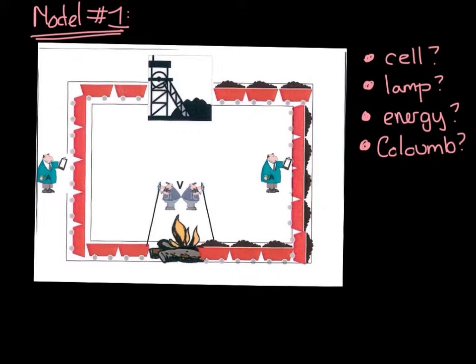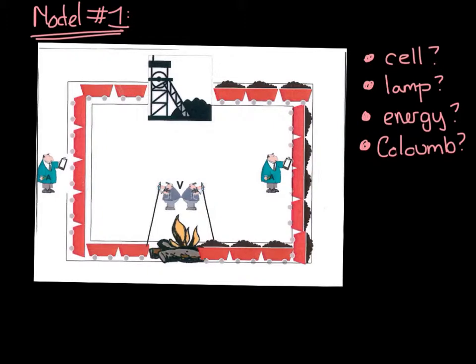Now, hopefully you've paused the video and you've had time to think about what all these things are represented by. Most of you will probably have worked out that the coal mine here represents the cell, that's where the energy is coming from, and that the fire down here represents the lamp, and that's where the energy is going to. And from that you might have worked out that the coal in these trucks represents the energy that's being transferred from the cell to the lamp.